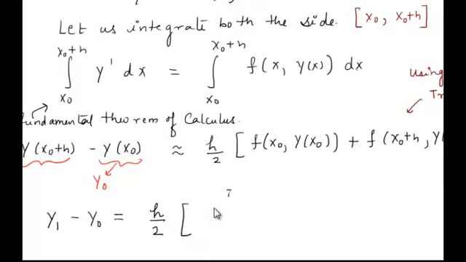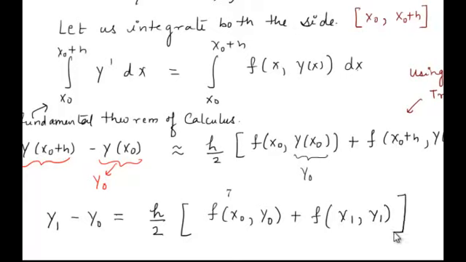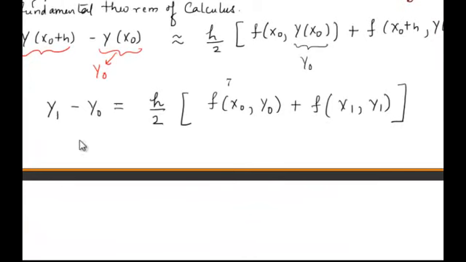Now this is nothing but, I can write here f of x naught comma y naught. Going back to my previous notation, this is y naught plus f of x1 comma y1, right? So this is what we have. Now I can simplify this expression furthermore. I'll add y naught on both sides, and I will get this expression.